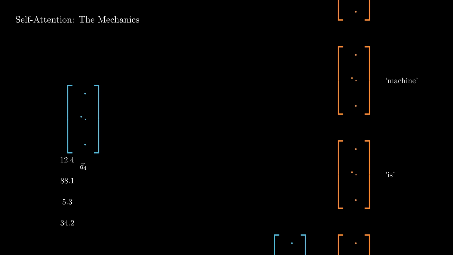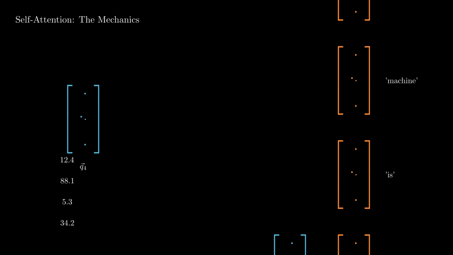The first step is to determine how relevant each of these words is to our target word, thinking. How do we measure relevance between two vectors? With a dot product. The model takes the query from thinking and calculates its dot product with the key from the first word, the. The resulting number or score represents how much thinking should focus on the. A higher score means higher relevance. This score is the first entry in our list of raw attention scores.